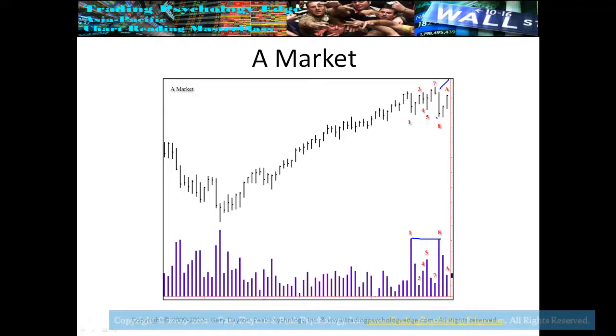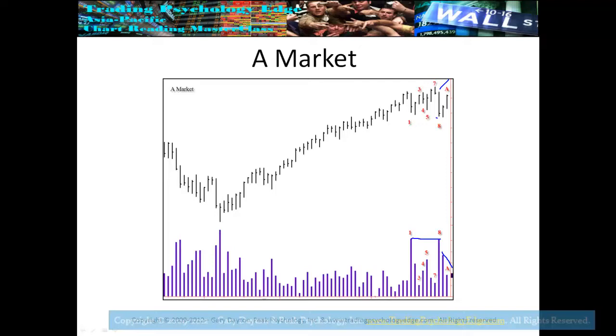We rally up to A. Not quite a markdown yet, Darren. Markdown would be after distribution has occurred. But what we see here is a run up to A, and what happens on the run up? Volume diminishes. Okay?